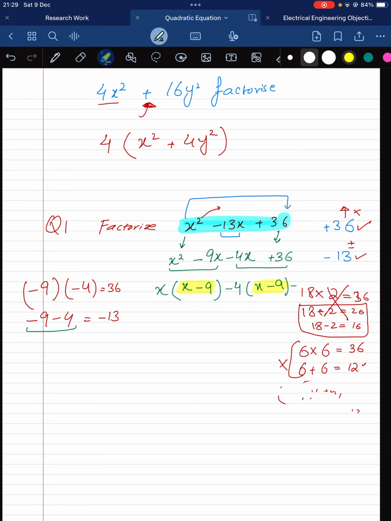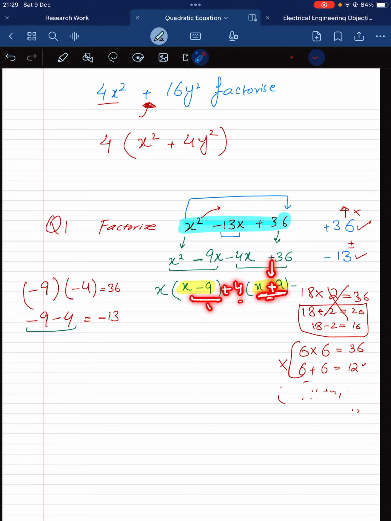One thing you may notice: why have I taken minus 4 common, why can I not take plus 4 as a common? Because if I take plus 4 common, then this sign will be positive because this has the positive, so it's x plus 9. Then these two terms will not be same, because this one is x minus 9. So in order to make them equal, that's why I have taken minus 4 as a common.